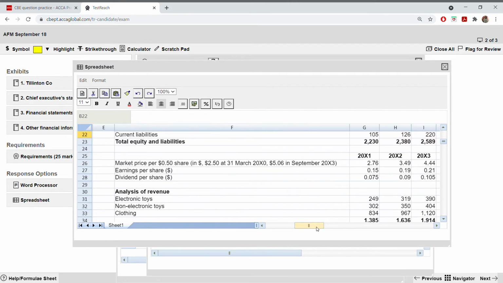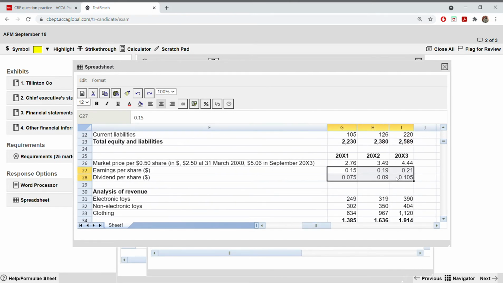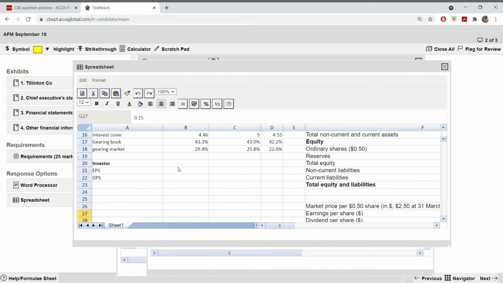So what I'm going to do is copy paste this whole thing. So if you can see, next we have dividend cover. What is the formula for dividend cover?